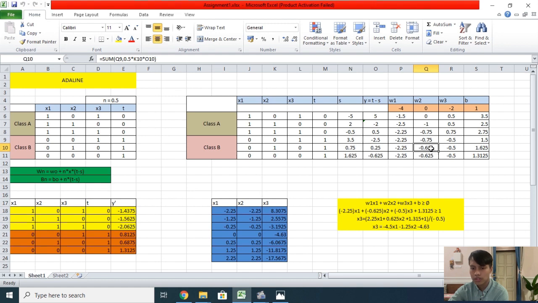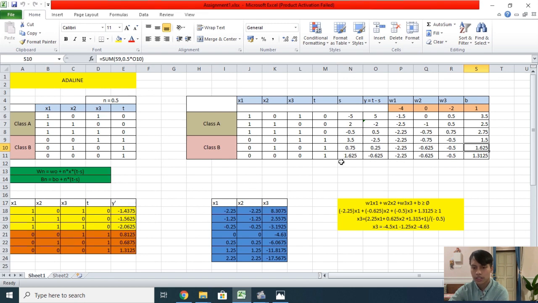So the w2 is w old equal to negative 0.75 plus 0.5 times the x1 and times the t minus s 0.25, then we get the negative 0.625. So the w3 is same with the w old because the value of x3 is 0. So next is the bias. Bias is old 1.5 plus 0.5 times the 0.25. That's why we get the 1.625.